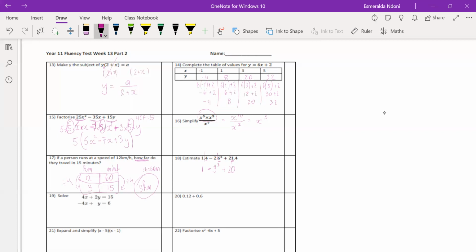Now I work it out. Indices first because of BIDMAS. Leave everything else as it is. 1 take away 27 is a negative 26 plus 20. So your answer there is a negative 6.